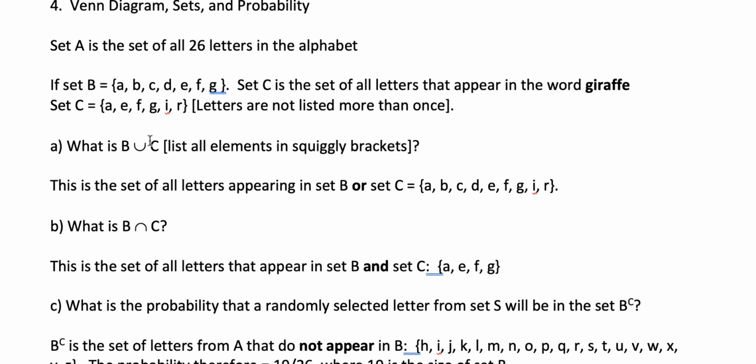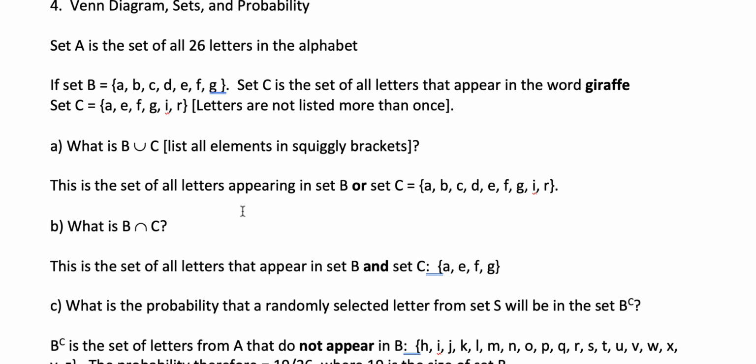Okay, what is B union C? So this enlarged U here represents union, and it is the set of all elements that are either in B or in C. So it's equivalent to OR. And so it would be all of B plus the things in C that are not already in B. So those would be the I and the R. So we have A, B, C, D, E, F, G plus an I plus an R.